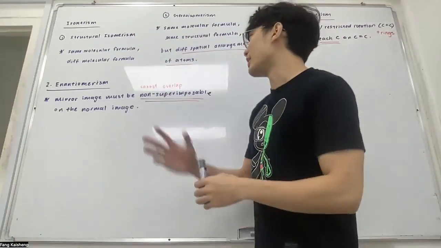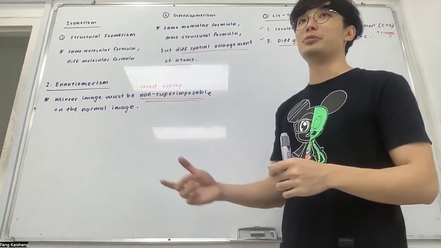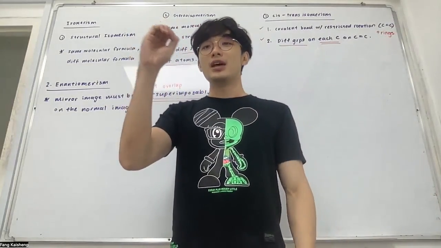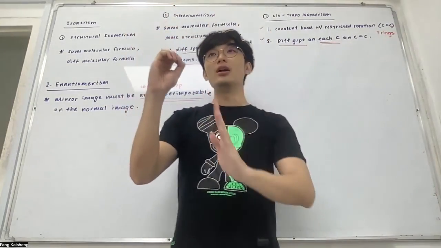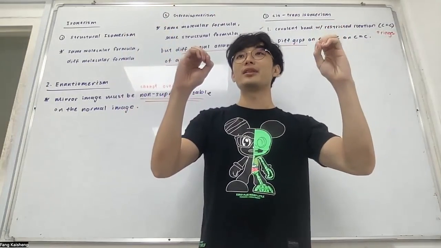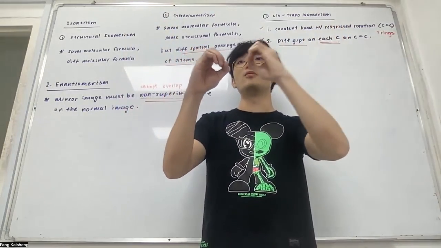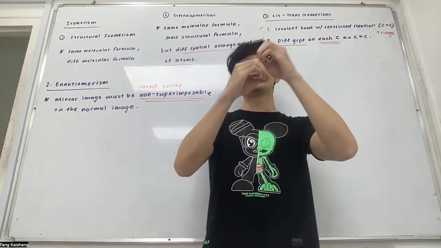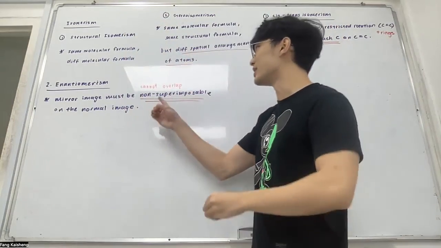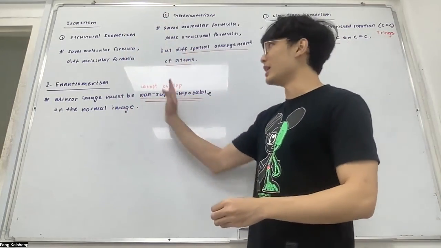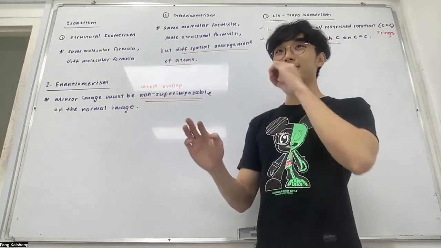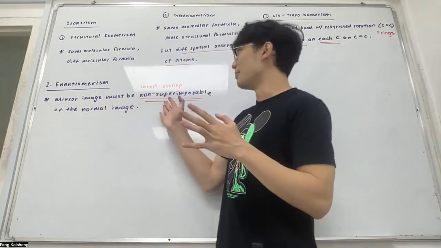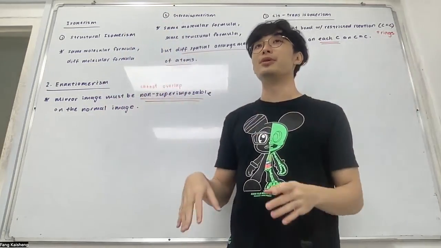Then what is something that can be superimposable? I want you to think of a tennis ball. A ball is round, right? If you put it in the mirror, it just looks like a ball. Can the mirror image overlap with the normal image? Yes, because it's perfect. It's just a ball. So it can overlap perfectly. So that's considered superimposable, and then it will not qualify as an enantiomer. Can you see that? So what kind of objects are superimposable? What kind are not superimposable?